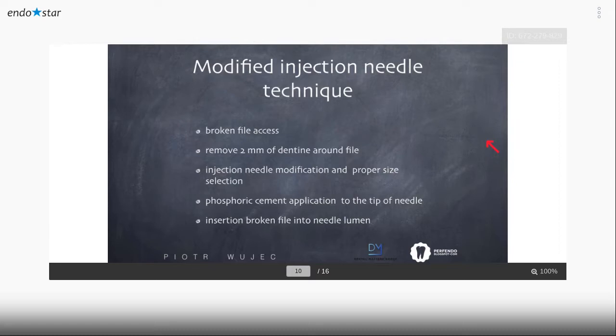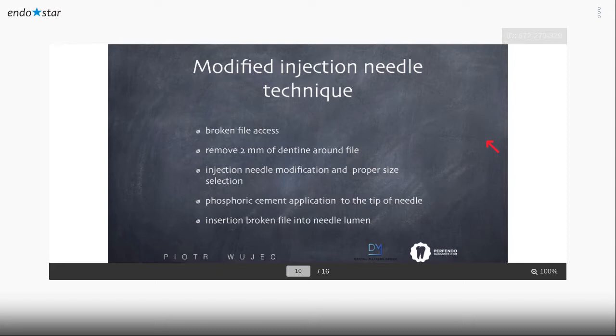modify the injection needle, and the modification is that I'm just cutting the sharp edge of the needle with a diamond-coated rotary burr. I smooth the edges of the needle, pre-bend the needle, and I'm just trying to fit, without any glue or cement inside, the broken instrument that is loose inside the canal into the needle lumen, the needle space.